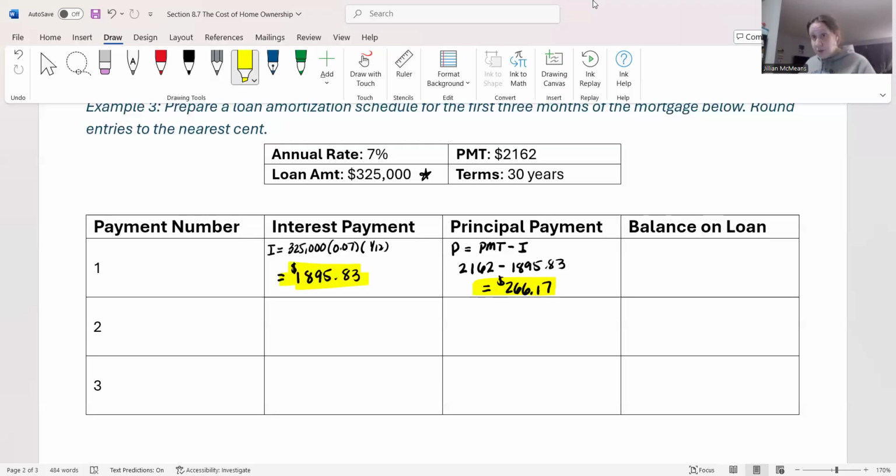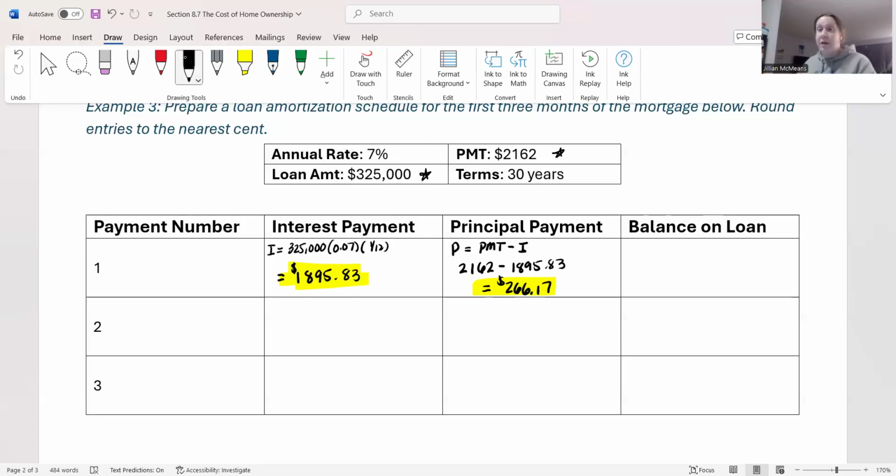Now, what I really need you all to understand here is if we take these two values highlighted in yellow and add them, we get the amount of the payment. So we're just taking that $2,162 and we're splitting it into two buckets of money. One bucket, the interest, goes to the bank. The other bucket goes to paying down your loan.